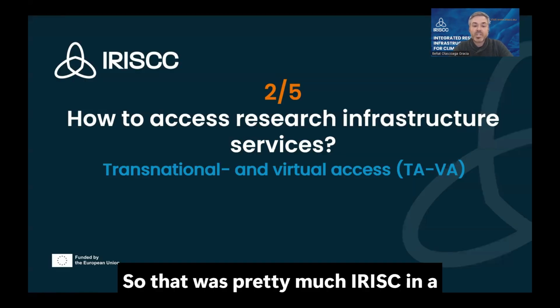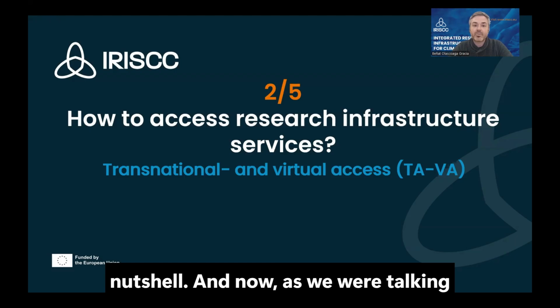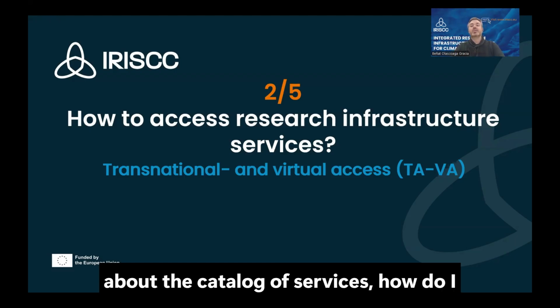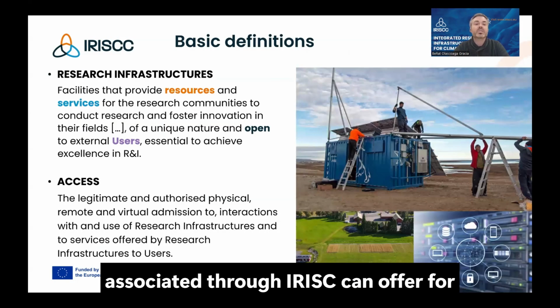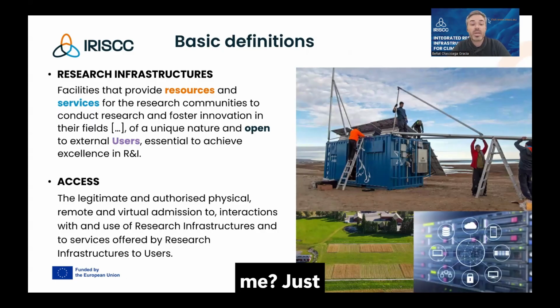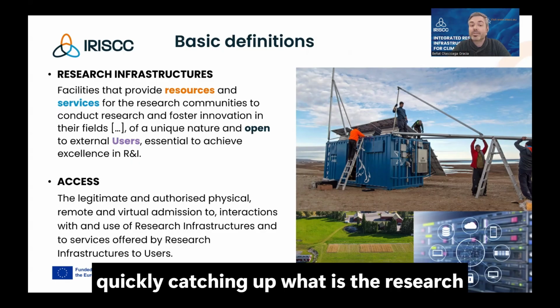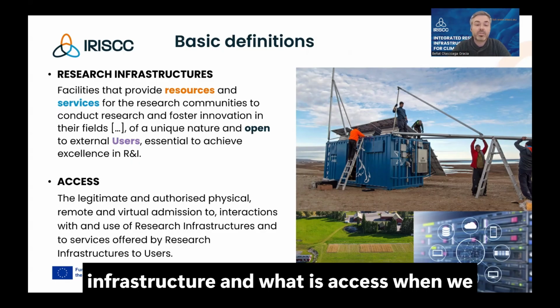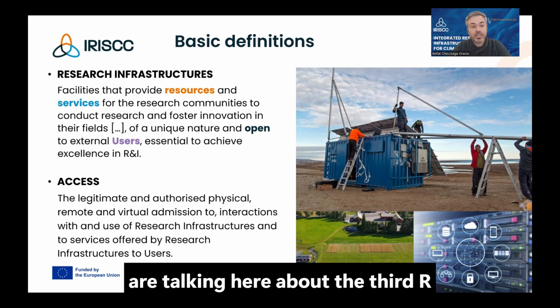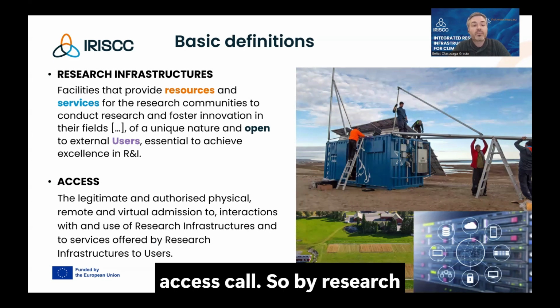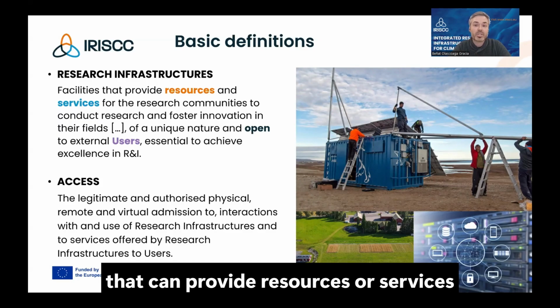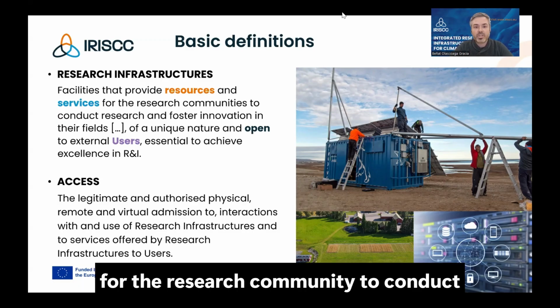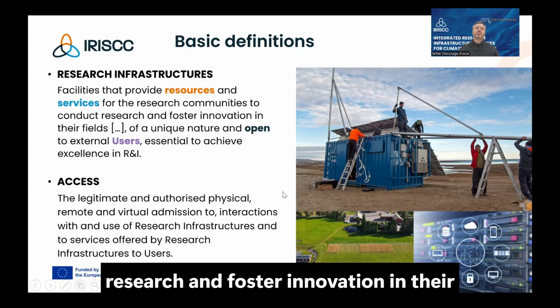So that was pretty much IRISCC in a nutshell. And now, as we were talking about the catalog of services, how do I access the different services that the different research infrastructures associated to IRISCC can offer me? Just quickly catching up, what is a research infrastructure and what is access when we are talking here about the third access call? By research infrastructure, you have facilities that can provide resources or services for the research community to conduct research and foster innovation in their fields.